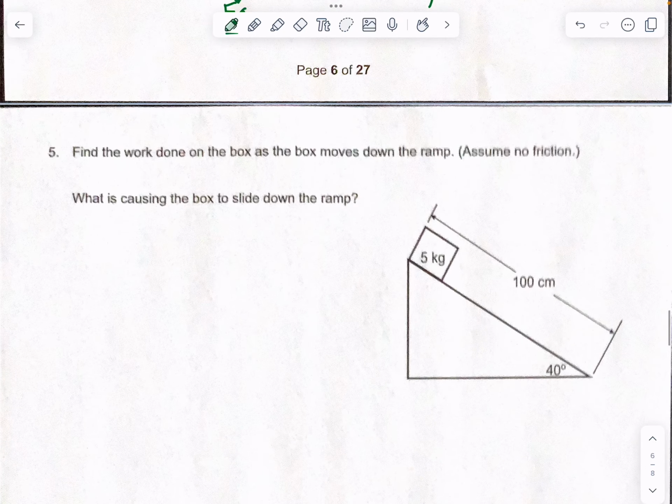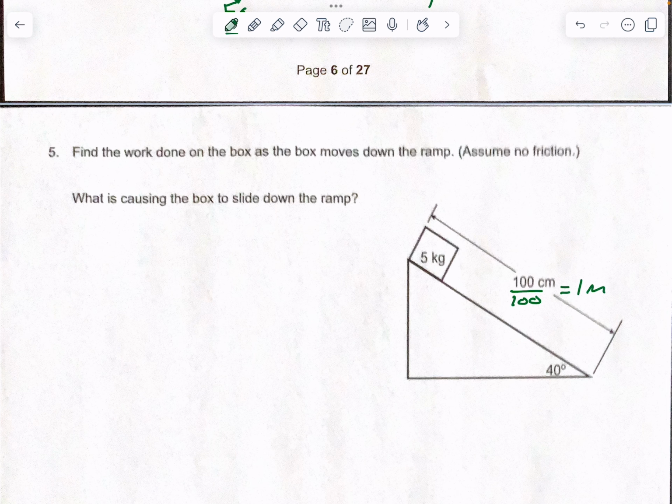Now, find the work done on the box as the box moves down the ramp. Assume there's no friction. What's causing the box to slide down the ramp? Well, what's causing the box to slide down the ramp is gravity. So let's take a look at our triangle here. I have a mass of 5 kilograms, I have an angle, and I have my ramp or my hypotenuse, which is 100 centimeters. First of all, I can't have 100 centimeters, so divide by 100, and we're going to make that 1 meter.